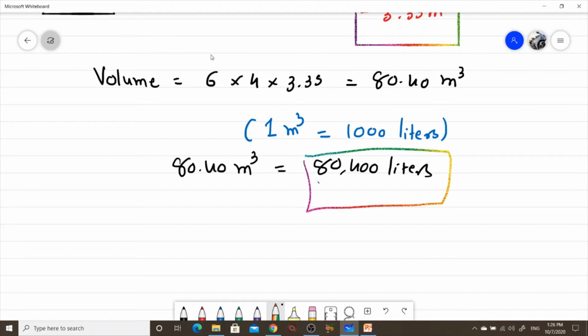And how much do we need? We need 18,000 liters, and we provide more, 80,400. So our water tank dimension is complete. Okay.